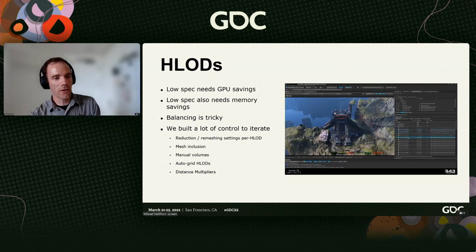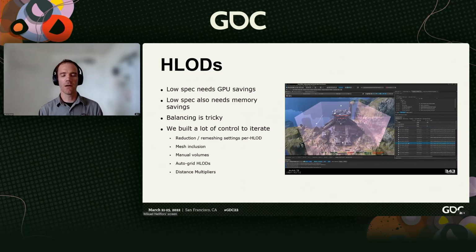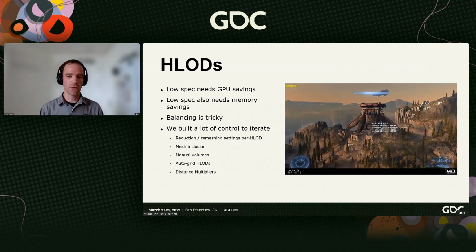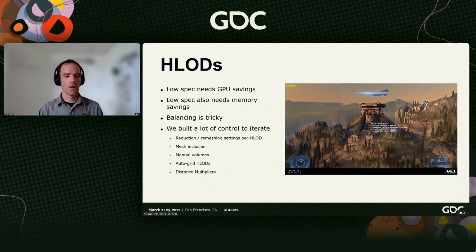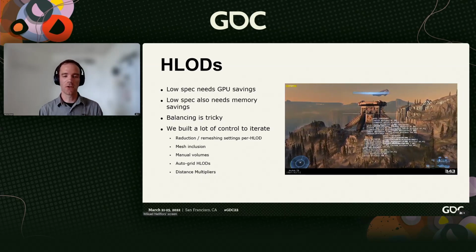We knew when we started out with HLODs that low spec was where we would need the GPU savings the most. But we also knew that low spec was where we would have the least amount of memory to spare. In fact, we didn't even really know how much memory we could use on HLODs. We had an idea that we were going to try to fit into 100 megs of content memory for HLODs. But in any case, we knew that balancing all of those conflicting needs was going to be tricky.